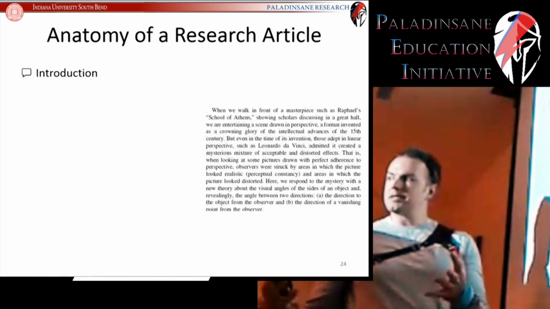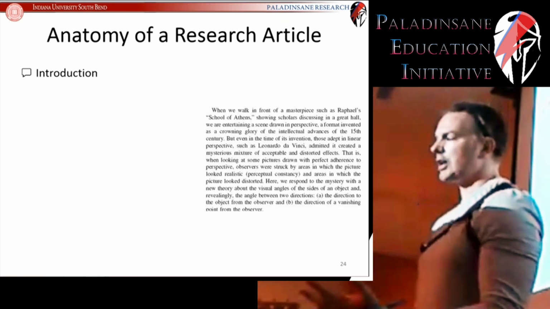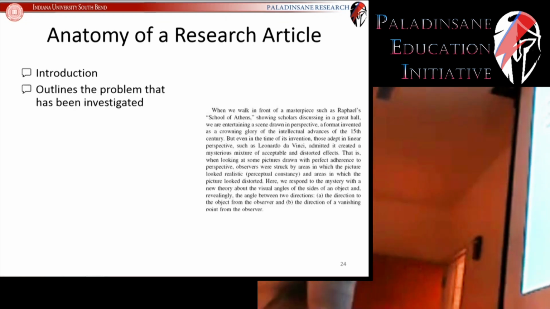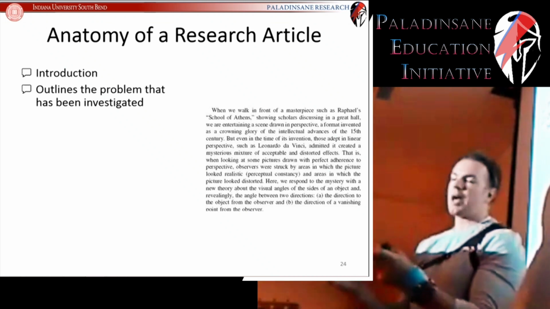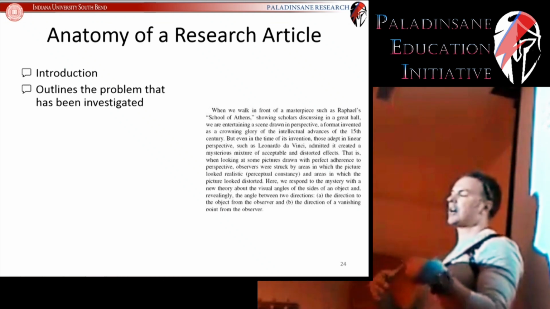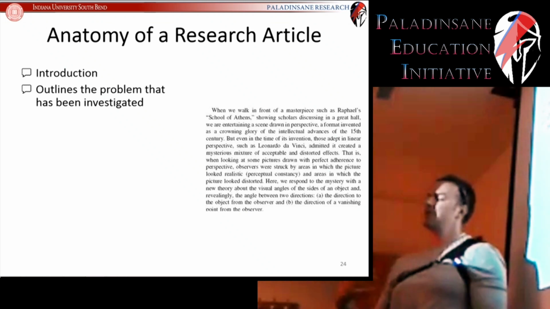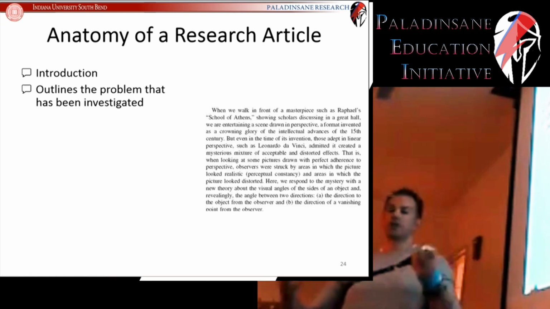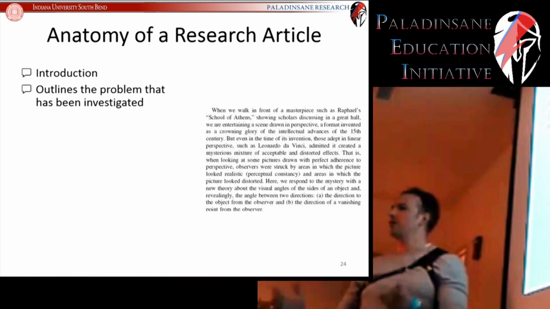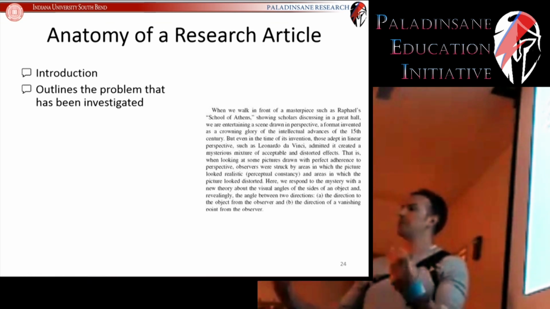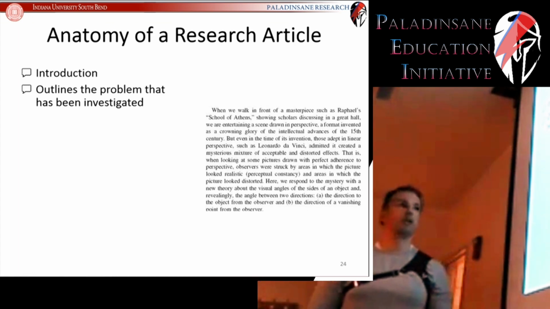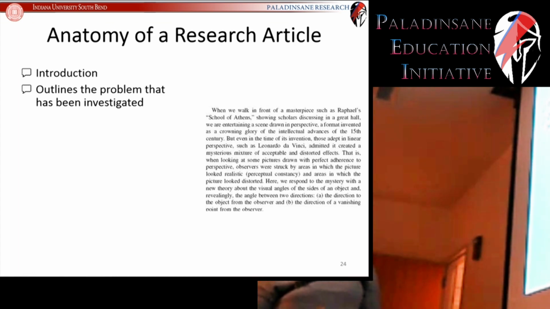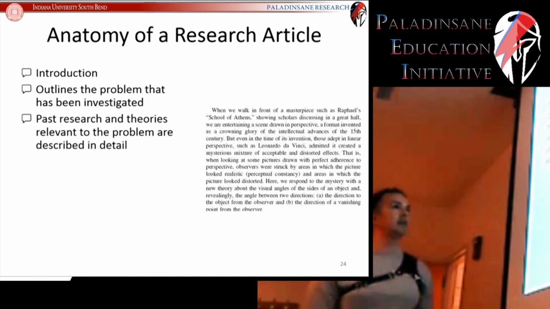The first main section that we come to is the introduction. And in the introduction, this is what outlines the problem that is going to be investigated. This is what communicates to your reader what is the question that you're going to be looking at, what is the purpose of this paper. Why does this paper exist? What is it trying to answer? What information is it going to try to provide? So it outlines the problem that's being investigated.